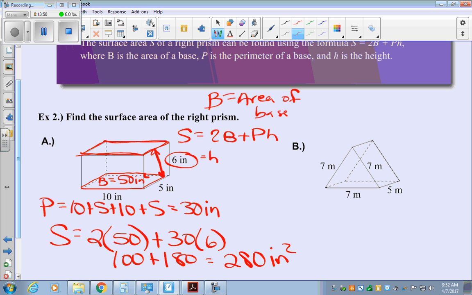If all else fails, I can completely ignore this formula and find the area of each side and add those 6 sides together. I don't want you guys to get too far away from the fact that we're just finding the area of each of the faces. Those are sides, right? Huh? 5. Yeah.